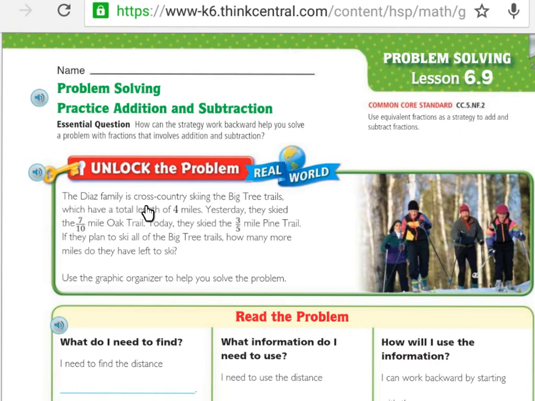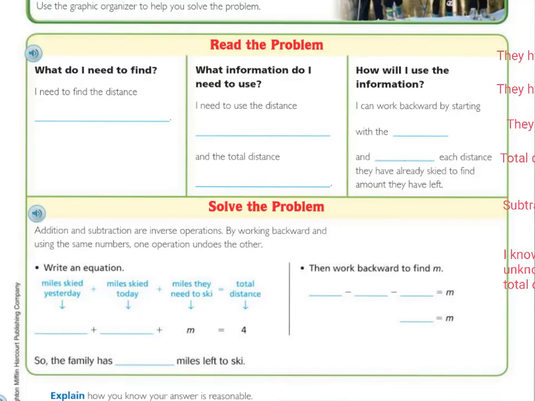The Diaz family is cross-country skiing the Big Tree Trails, which have a total length of 4 miles. Yesterday, they skied 7/10 mile Oak Trail. Today, they skied the 3/5 mile Pine Trail. If they plan to ski all of the Big Tree Trails, how many more miles do they have left to ski? Let's use the graphic organizer to help us solve the problem.